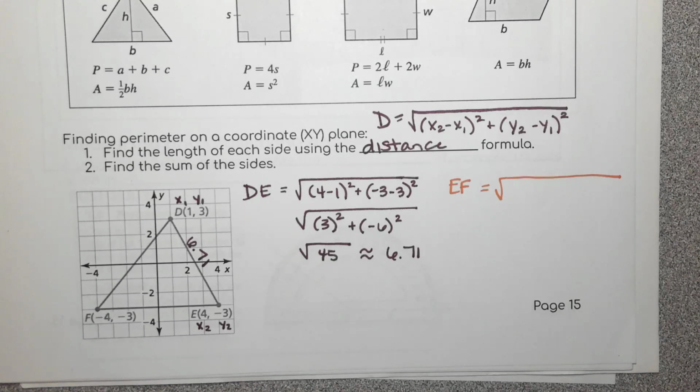Alright, so we did 4 minus 1, which was 3. 3 squared is 9. 3 minus 3 is negative 6. Negative 6 squared is 36. So 36 plus 9 gave us 45. And then you take the square root of that, which gives you 6.708 or something. So I rounded to 6.71. All right, we already found DE. EF next.